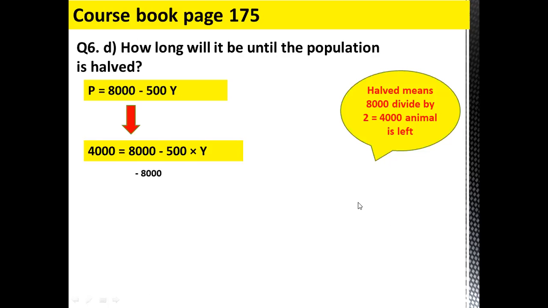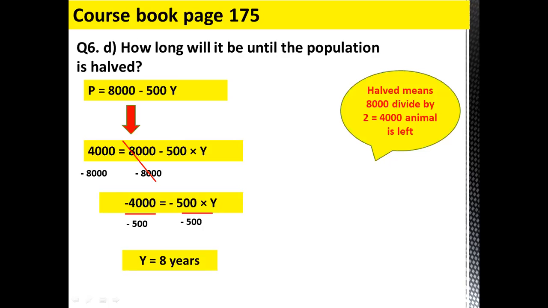Excellent, Farah. So what did I do? I just subtracted the 8,000 from both sides. Okay, so now I have negative 4,000 equals negative 5 multiplied by y. Dividing by negative 500 on both sides, y comes out as 8 years. Okay.